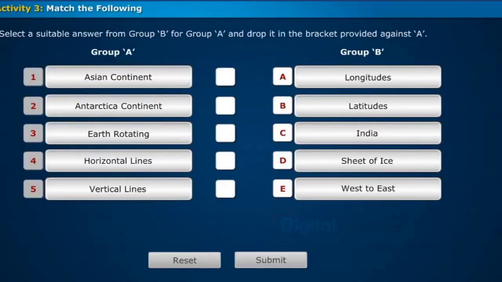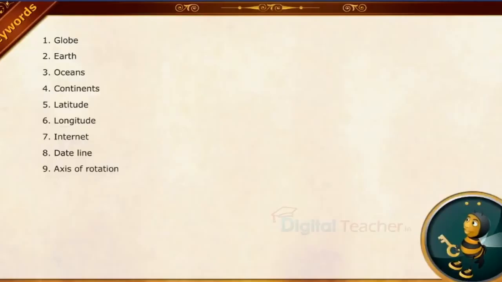Let us do an activity on match the following. Select a suitable answer from Group B for Group A and drop it in the bracket provided against A. Keywords. List of keywords are shown on the screen.